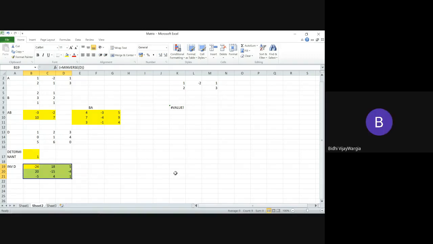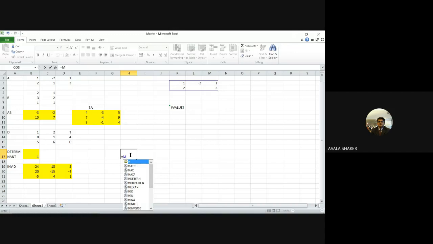So when I'm using the determinant of a matrix, it is showing me an error value. Okay, what did you do? Determinant of the matrix. Okay, let us calculate it here again. Just see, sir, what I'm doing. Equal to, matrix determinant. Now you have to choose the array.